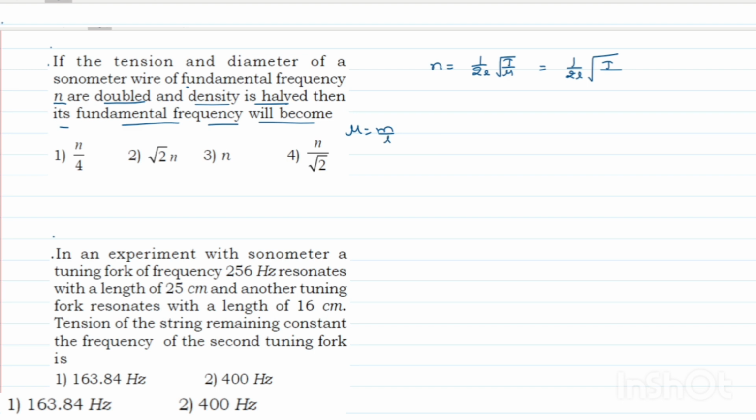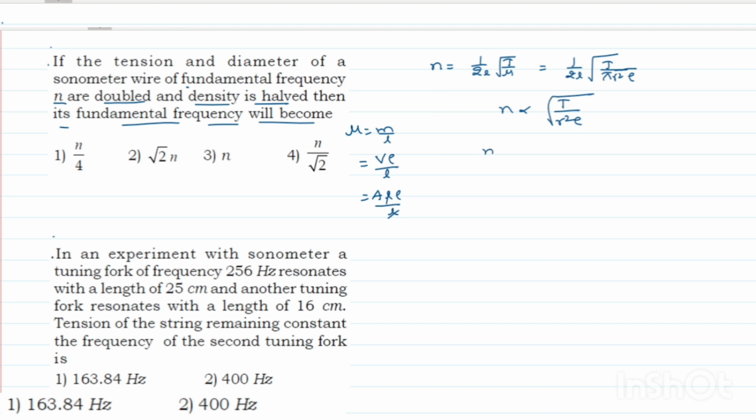per unit length. Mass equals volume into density, so volume into density by length. Here, area into length into density by L, L gets cancelled. So you can take it as area into density. Area is pi r square, into density rho. That means here n is directly proportional to, students, root over T by r square into rho.